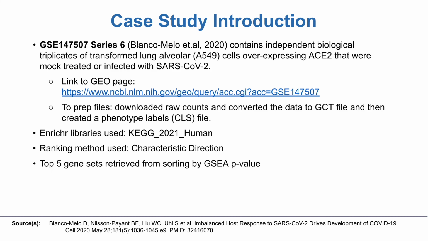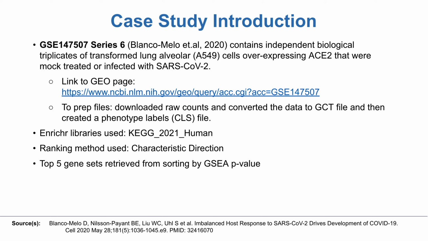After going over the inputs, here's a case study so that we can look at the results and visualizations that the Appyter generates and interpret these results in context. This series contained expression data for independent biological triplicates of transformed lung alveolar cells overexpressing ACE2, which increases chances of SARS-CoV-2 infection, and they were either mock-treated or infected with SARS-CoV-2.